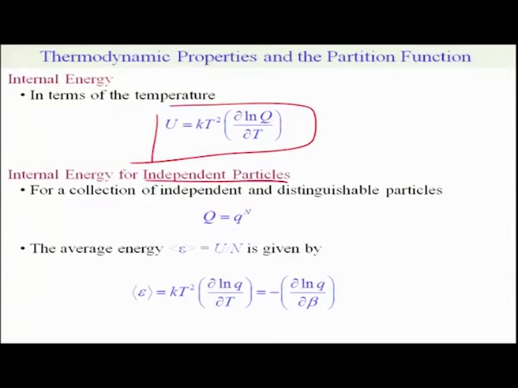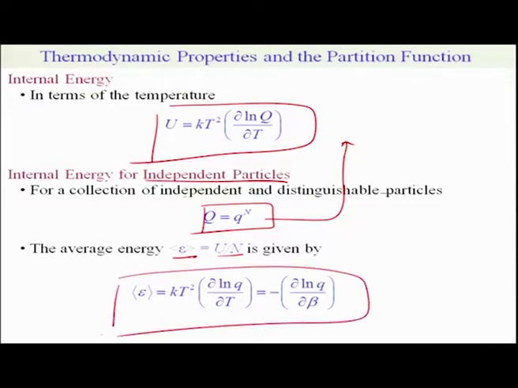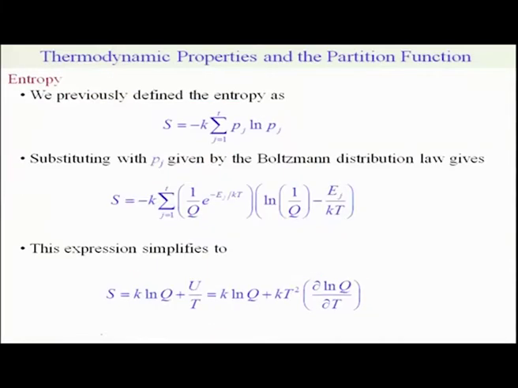For the case of independent, distinguishable particles, I can write Q is equal to q to the power N. For indistinguishable particles, we will be writing q to the power N divided by N factorial. So for independent and distinguishable particles, we can find the average energy per particle, u by N. We can plug in this expression here, and this can be shown to be in this way.